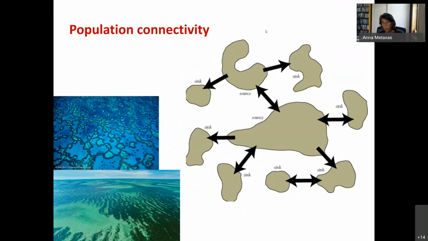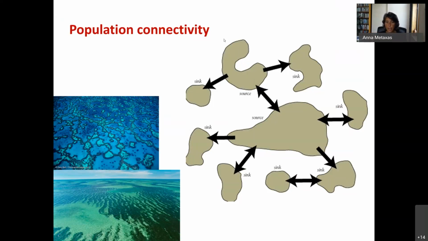But what I work with mostly is population connectivity. And so getting back to those systems that are really quite patchy, here's the schematic of those patches. And what you have is individuals. So this may be fish that swim from one place to the other, or maybe propagules that disperse from one place to the other. And so what you see here in arrows is the direction of movement across different patches.